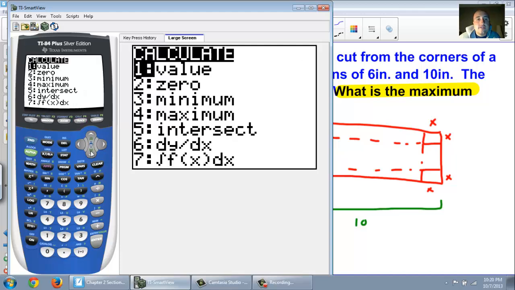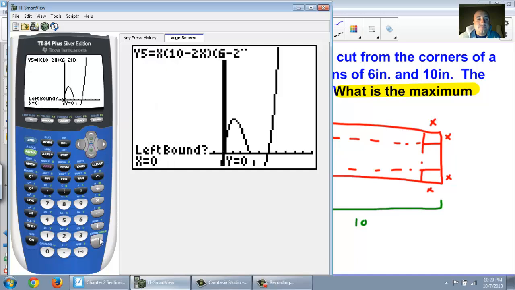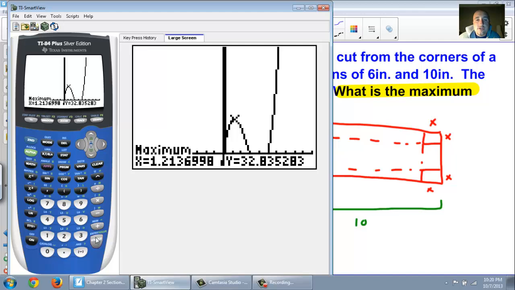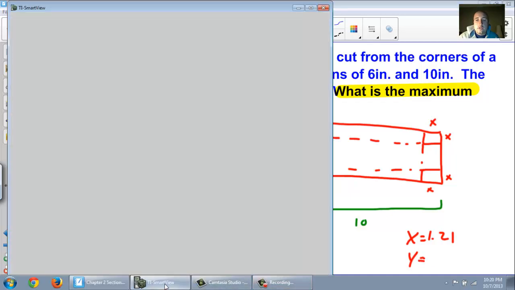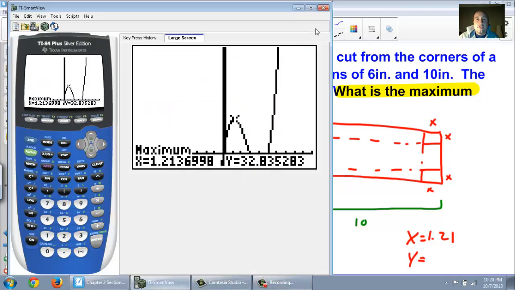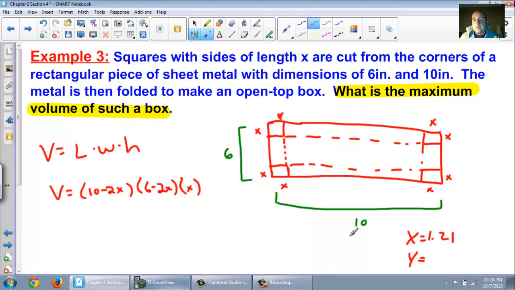So second trace, maximum, and it says left bound. So I need to make sure that the cursor is to the left of my maximum, that very top point. So enter on the left, move it now to the right, enter there, and then when it says guess, you enter again, and it should tell you your x values. Okay, so your x value is 1.21, so x equals 1.21, and y equals 32.8. So y equals 32.8.